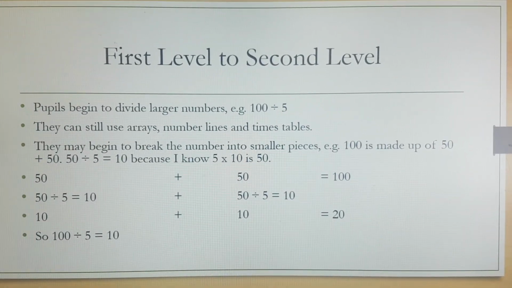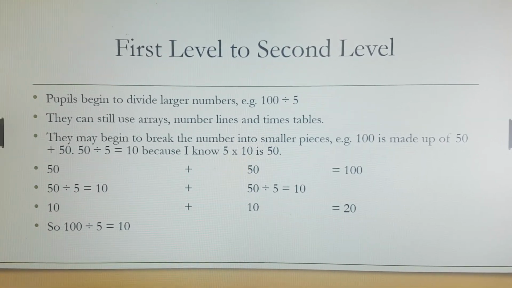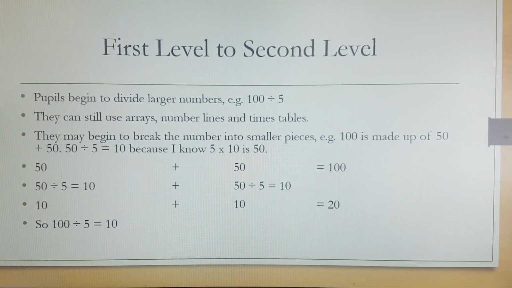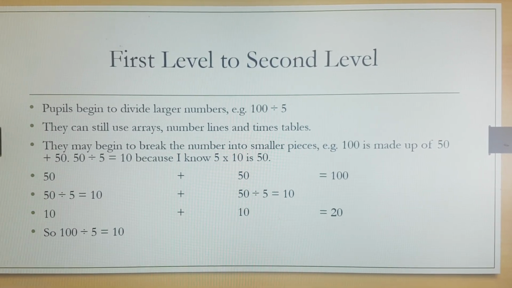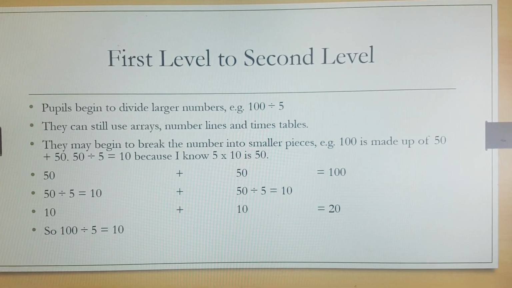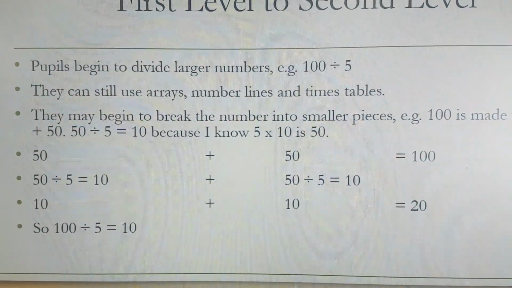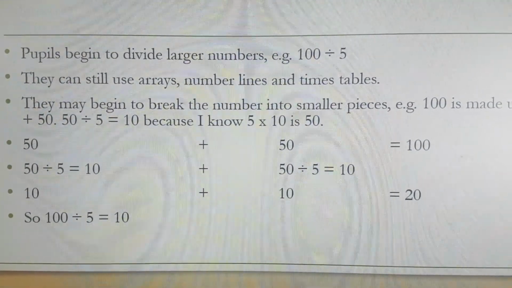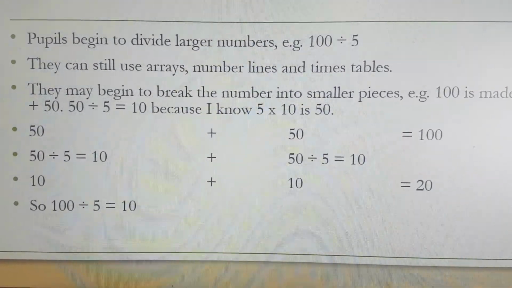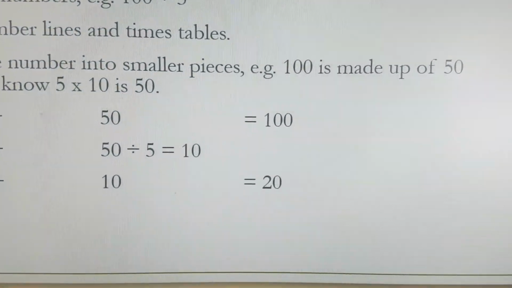Pupils also begin to divide larger numbers, 100 divided by 5. They can still use arrays, number lines and times tables. They may begin to break the number into smaller pieces. 100 is made up of 50 plus 50, so if we divide both of those by 5 in this following procedure, 50 divided by 5 is 10, 50 divided by 5 is 10. If we put those answers together, it gives us 20. So 100 divided by 5 would be 20.